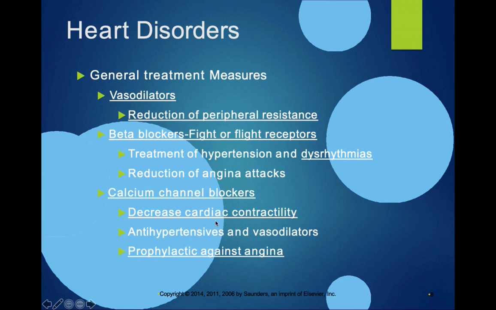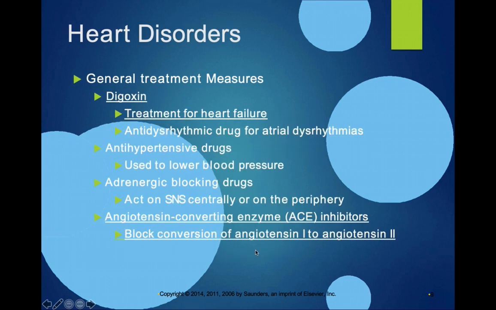Okay, so calcium channel blockers decrease the cardiac contraction. If you decrease the amount of calcium rushing into a muscle cell, it doesn't contract as hard. Calcium channel blockers act as vasodilators and antihypertensives. And again, they are prophylactic against angina pectoris or chest pain. Digoxin, this is used to treat heart failure.